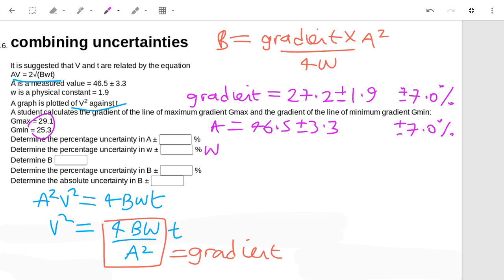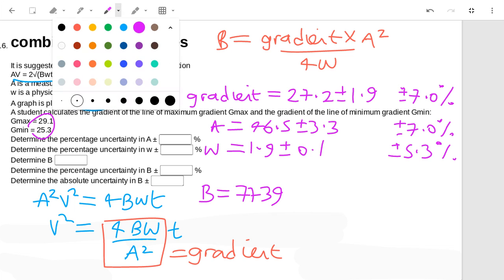For W, it's a physical constant, so we use the last significant digit, which is 0.1, as the uncertainty. That works out to 5.3%. And so I can calculate B now from all of those. The first thing I'll do is I'll just put the numbers into the equation, and that gives me 7,739.